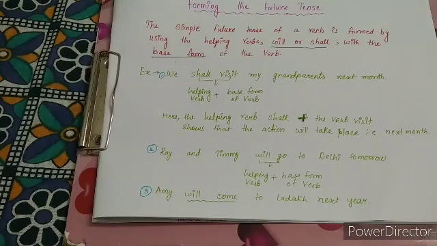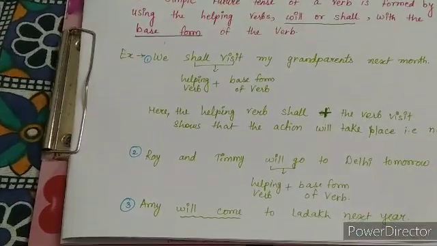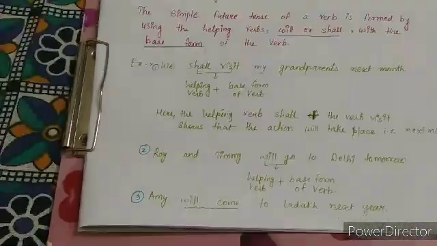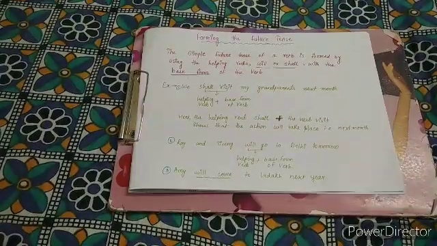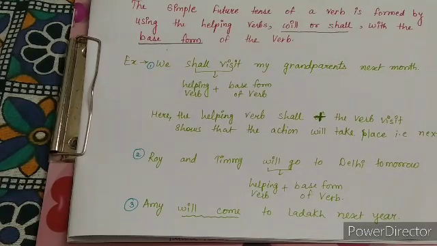Now let us see the second example. Ray and Tim will go to Delhi tomorrow. They are going to Delhi tomorrow. Okay, वो अभी तक गए नहीं है but वो जाएंगे. Alright, so it also shows helping verb plus base form of the verb. Will is what? Helping verb. And go is what? Base form of the verb. Very good. Amy will come to Ladakh next year. Here will is the helping verb, whereas come is the base form of the verb.